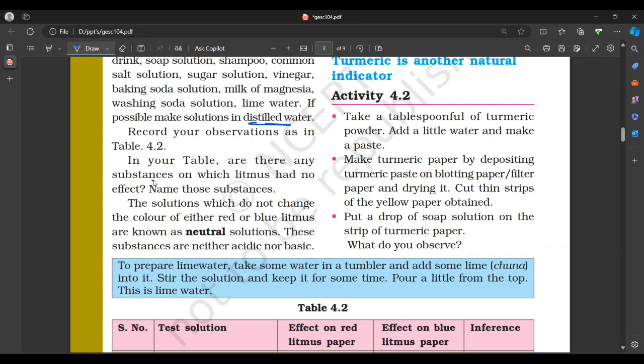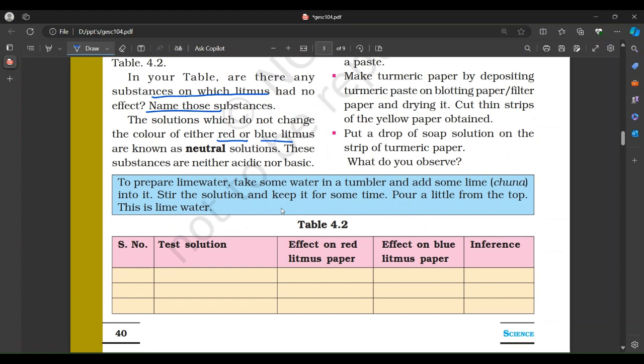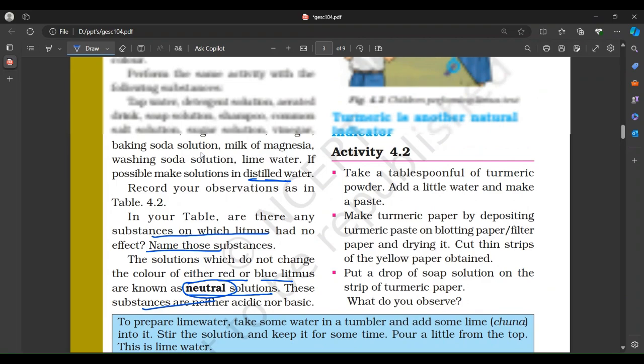So in your table, are there any substances on which litmus had no effect? Yes, of course. The solutions which do not change the color of either red or blue litmus are called neutral solutions. They don't show red, which is the indicator of an acidic solution, and they don't show blue either, so there is no result. At that time you will say neutral solutions. So these substances are neither acidic nor basic.